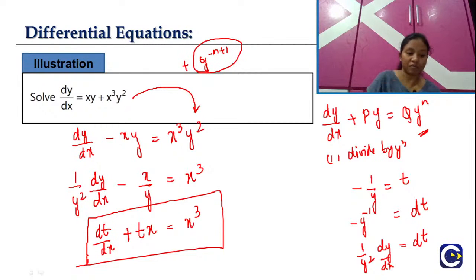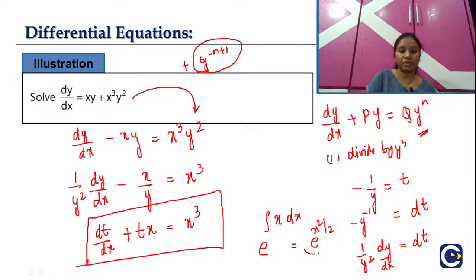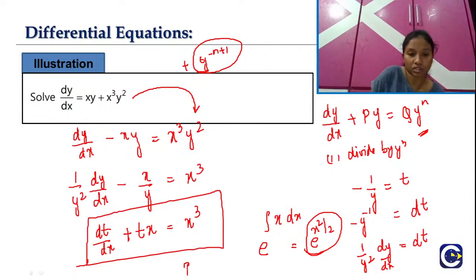So now what will be our integrating factor here? It will be e power integration of p, right? So that will be x dx. Integration of x will be x square by 2, which will be e power x square by 2. So this will be the integrating factor here. Once we have the integrating factor, which is equal to e power x square by 2, we can write the solution. So the solution will be t into e power x square by 2, the integrating factor, is equal to integration of q.